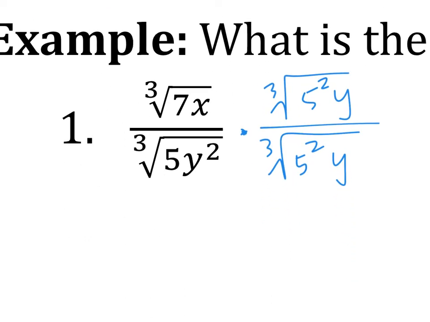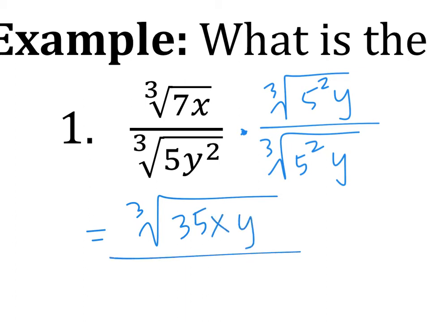All right, now just simplify. So I'm going to multiply the numerator together. Double check, do they have the same index? Yes. So I'm going to multiply the radicand together. 35xy. Over. What's in the denominator now? 5y. Yeah, because you made sure that 5 comes out. You made sure that y comes out. So it's just 5y in the denominator.